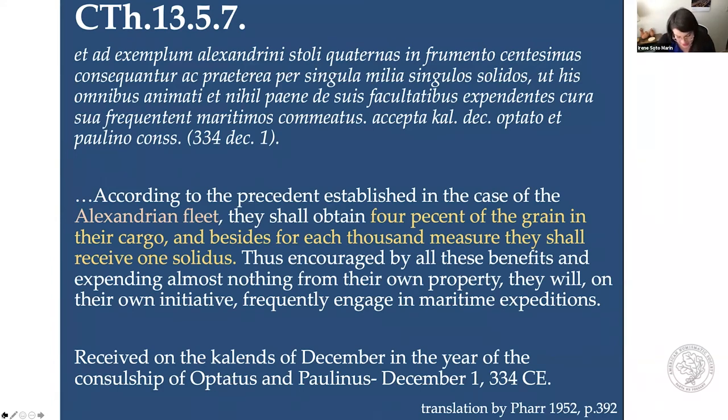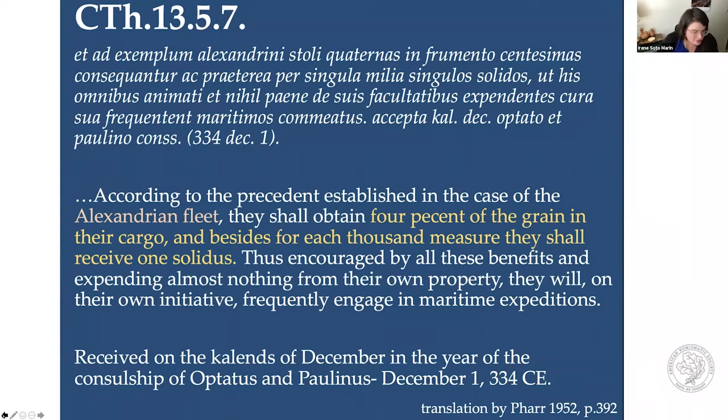This law, dated originally to December 1, 334, established the rules for the recently instituted transfer of grain to Constantinople from Alexandria. The shippers in charge of the transfer, the Naviculari Orientis, were compensated with 4% of the grain transported, in addition to one solidus per 1,000 modii of grain.